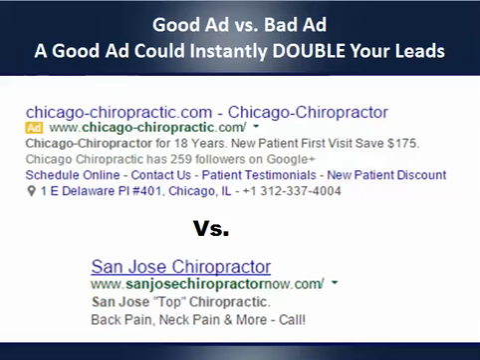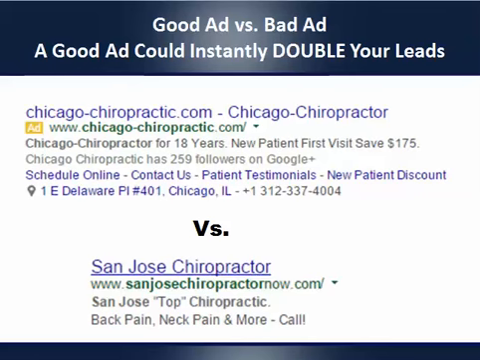On the other hand, the ad on the bottom of the page, San Jose Chiropractic, is missing a lot of vital information. Number one, they don't have their Google Places integrated. Number two, "San Jose Top Chiropractor, back pain, neck pain, and more. Call." It's a very boring ad, so not a very good ad.